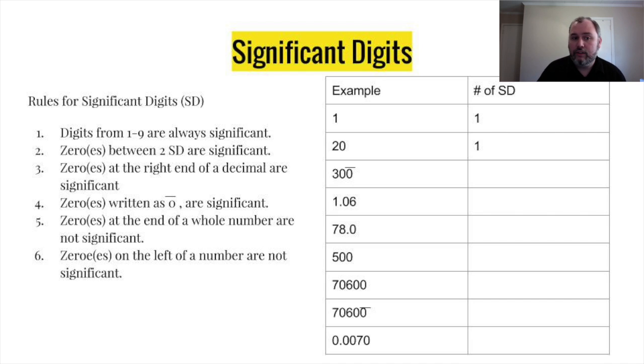Zeros between 2 significant digits are significant. Well, we're not sure yet. So the one thing we also know is if you keep going down to rule 4, it says zeros written as 0 with a bar notation are significant. So the 3 and the 0 at the end of this number, both of those are significant digits. So that gives us 2 so far.